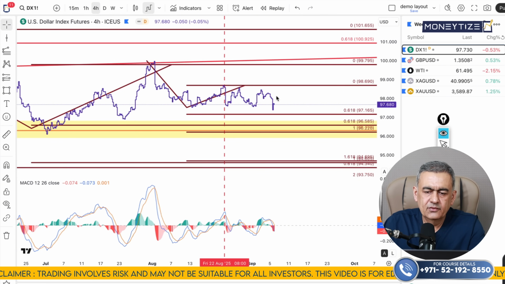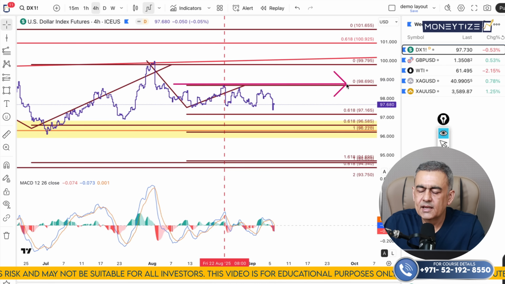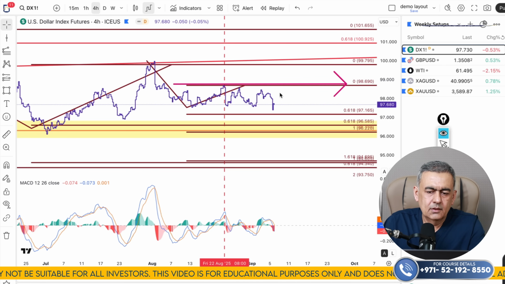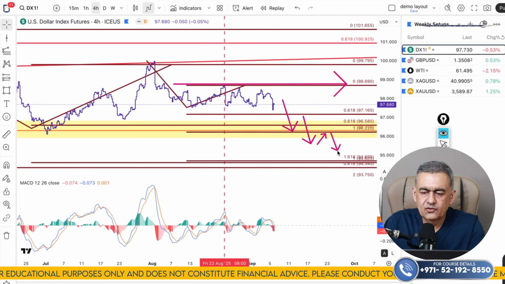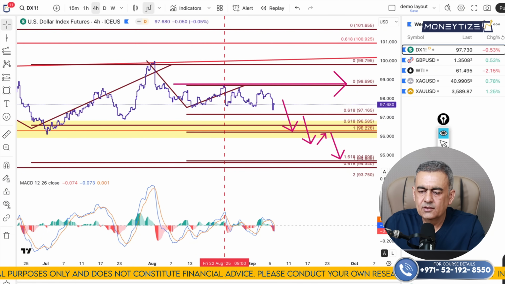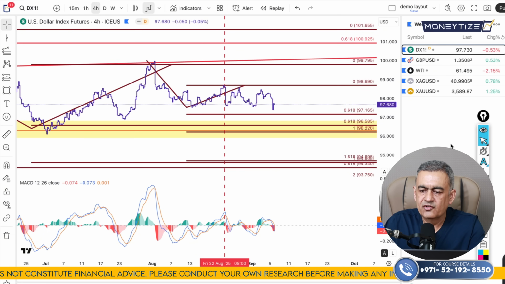So the idea here is unless it remains below 98.69, we are looking for the downward target of 96.58 to 96.22. And if it gets breached, then we can look for the next zone, which is 94.69 to 94.60. So in short, dollar remains bearish.